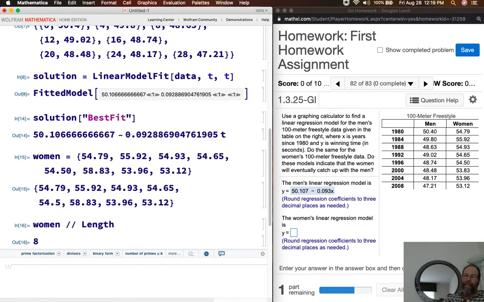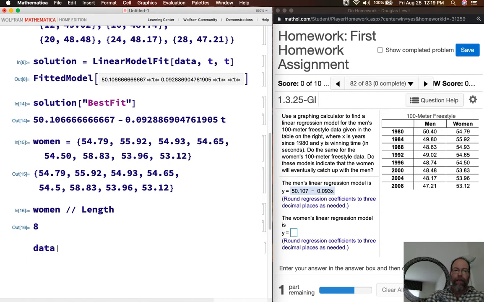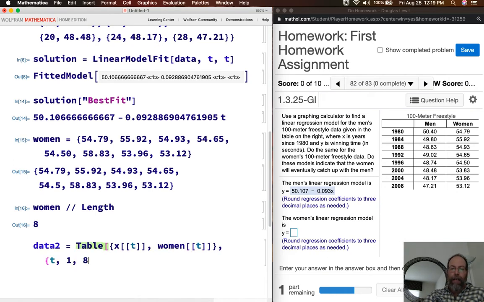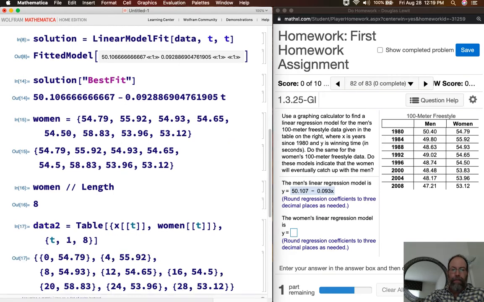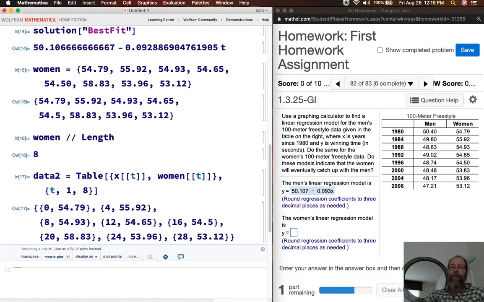I need to pair up my data because each point is made up of two coordinates, an x coordinate and a y coordinate. Okay, I'll call this data 2, Table. I don't have to use K. I could use any letter I like. Women[t], and t goes from 1 to 8. So we're going to do the same thing that we did last time.